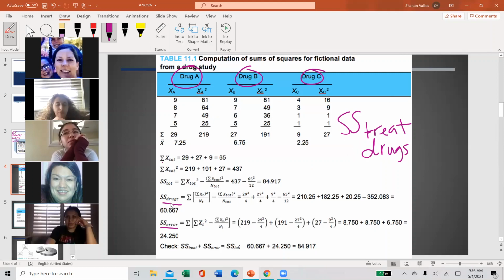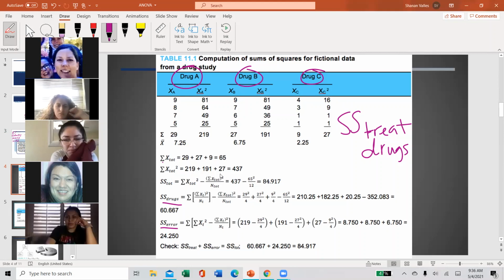Not all books, not all authors will do that, but this one would be the one that would be the treatment, okay? They're just kind of telling you these are the levels, okay, the different drugs. So these different formulas here, obviously if you were to do it by hand, this is how you would calculate this. The SS total is a really easy one. You're just using these two numbers here, your sum of x total and your sum of x squared total. And you put the bigger number there minus the smaller number squared divided by n.